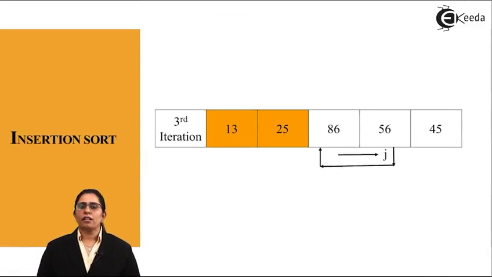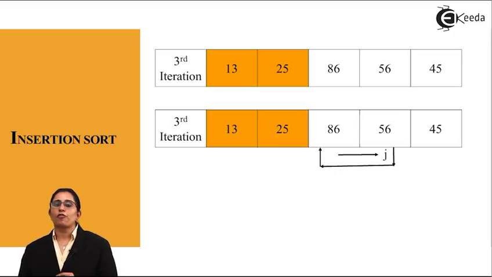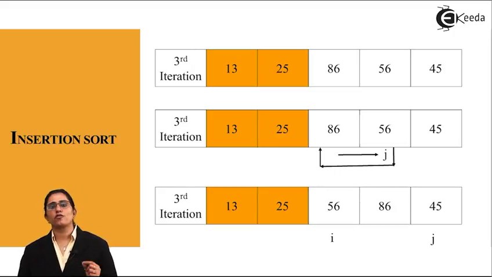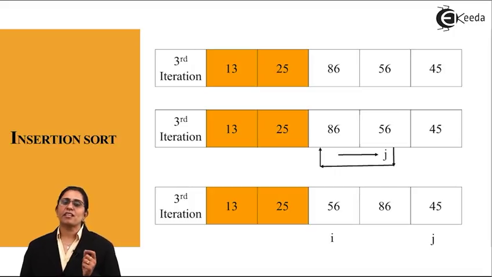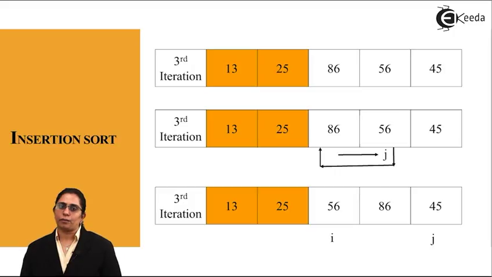Now for the third iteration, what do we apply? We again check 86 with 56. Now what do we see? 86 is greater than 56. So we move their values, that is, 56 moves to the location of 86 and 86 moves to the location of 56. This is what I get.